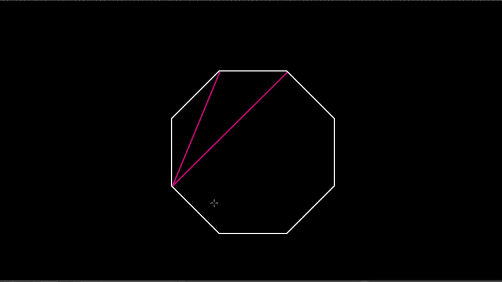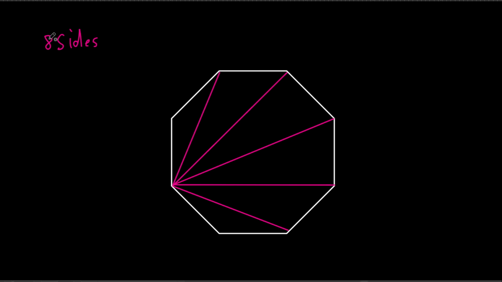Are you with me on what a diagonal is now? Again, we're starting from the same vertex. Go to there. Go to there. And how many more do we have? Just one more, right? And it goes to there, okay? So let's write this down. How many sides do we have now? We have 8 sides. How many diagonals do we have? We have 5 diagonals.